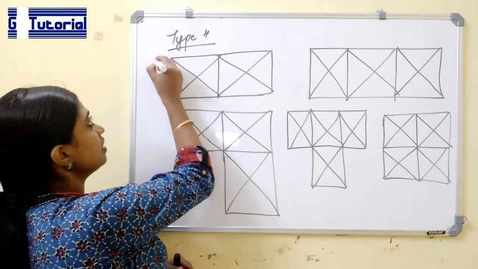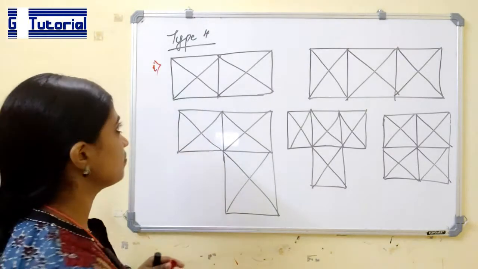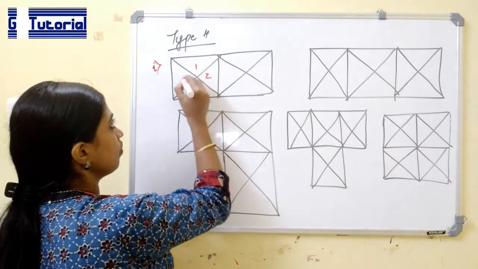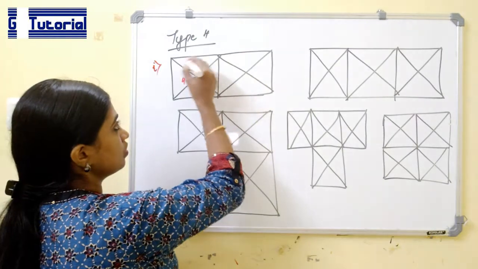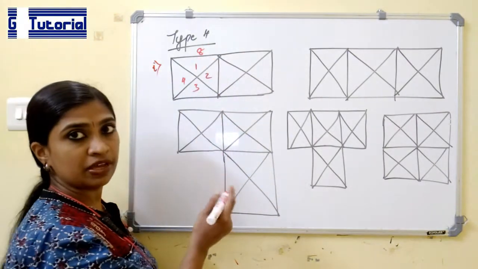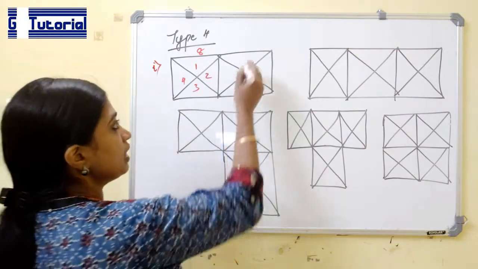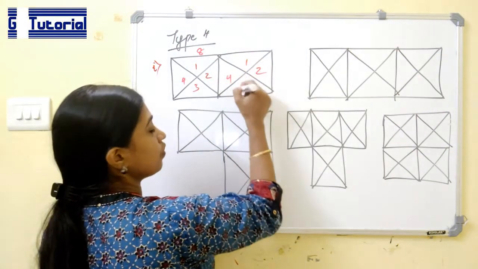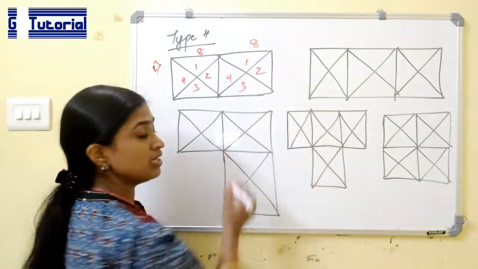This is the first figure. Let us find the number of triangles in this figure. Let us number it 1, 2, 3, 4. The number of triangles in this figure is 4 into 2, 8, as we have seen in the type 3. Similarly, here also 1, 2, 3, 4. So 4 into 2, 8 is the number of triangles.